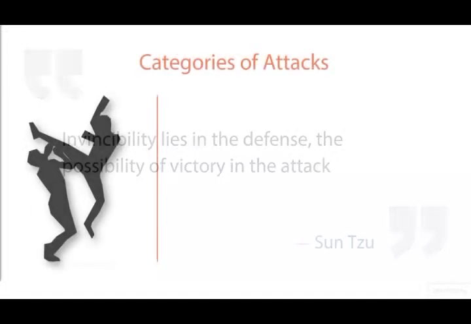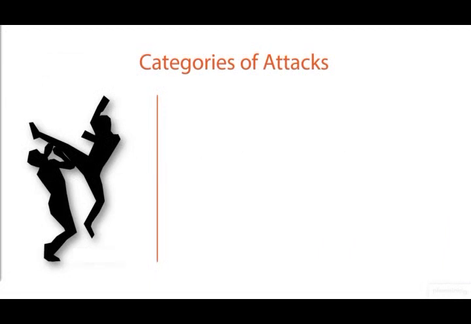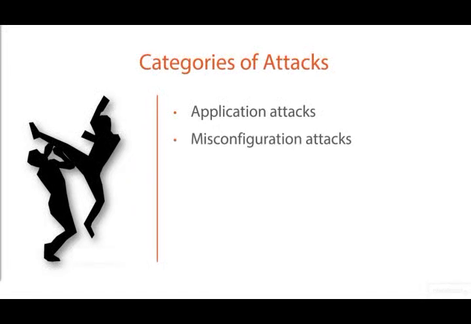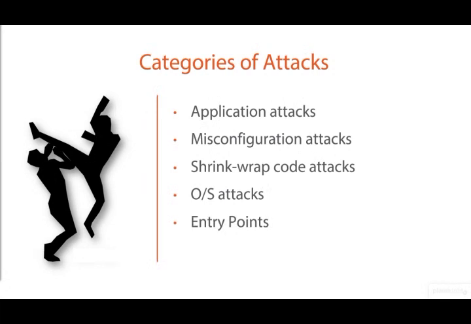But what we want to do is go through and take a look at the different categories of attacks. The categories of attacks typically fall within the following 5 areas. An application attack, we'll take a look at that, discuss what it does. We'll also take a look at misconfiguration attacks. We'll then look at our shrink wrap code attacks, our operating system attacks, and then finally we'll look at the different entry points that attackers will use to implement these types of attacks.